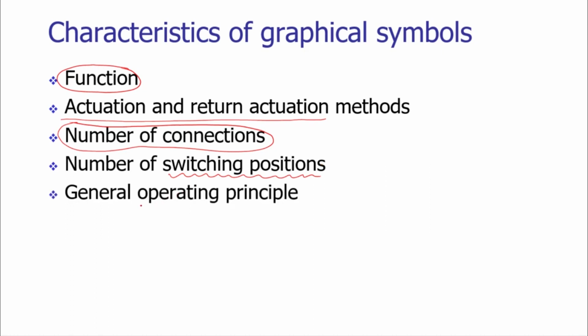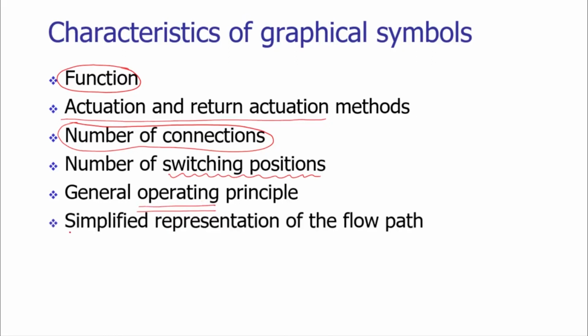The graphical symbols are also providing information about the operating principle of that element. So overall, we can say that the graphical symbols are providing the simplified representation of the flow path of the fluid. It may be hydraulic fluid or it may be compressed air in pneumatic systems.